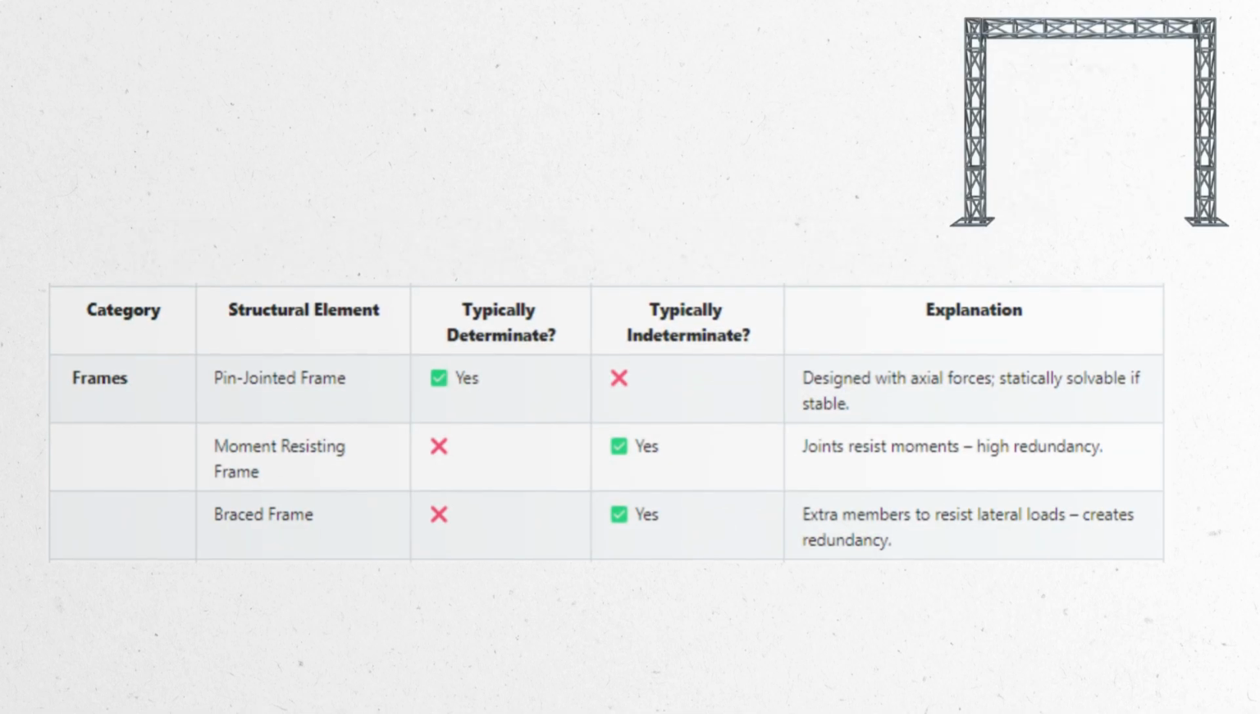Frames. For frames, static indeterminacy is the default condition. Frames consist of beams and columns rigidly connected. These rigid connections introduce additional moment restraints, so the number of unknown forces exceeds the number of equilibrium equations. Because of this, frames must be analyzed using moment distribution, matrix methods, or finite element analysis. This redundancy is what allows frames to survive local failures.